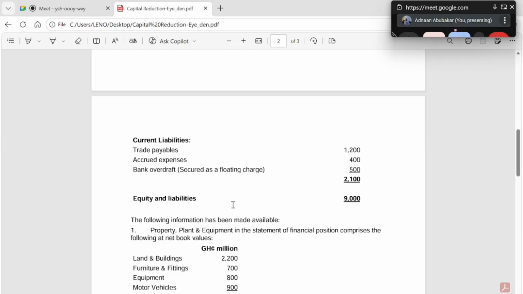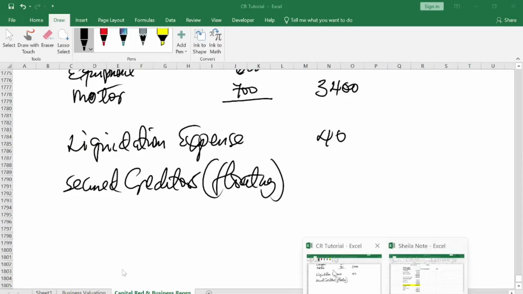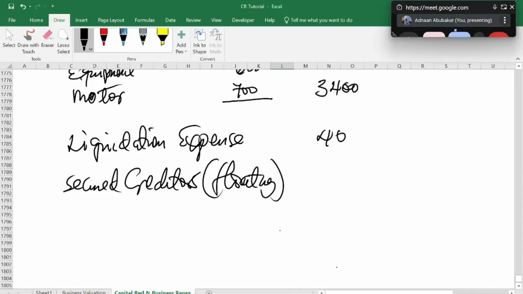Secured creditors floating are the bank charges on maybe our business assets. So we go into the balance sheet to find the floating charge. Bank overdraft. Thank you very much. Bank overdraft. And it is how much, please? Bank overdraft is 500. So that's the bank overdraft.